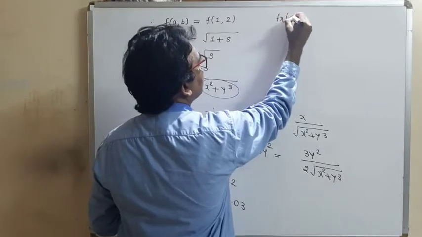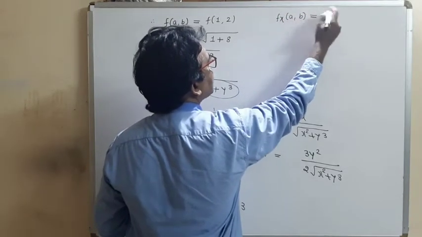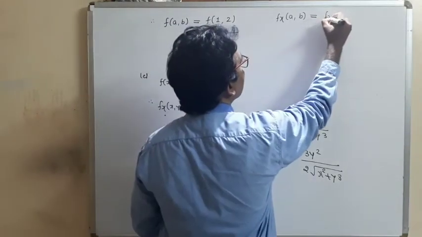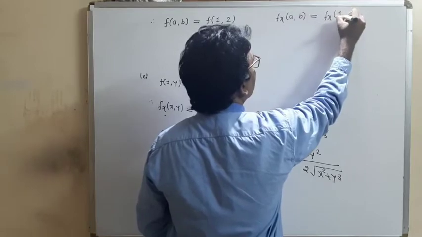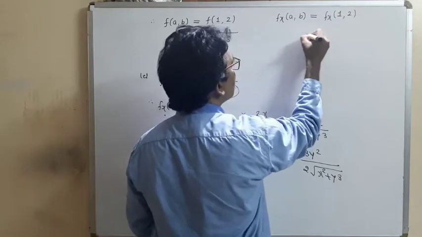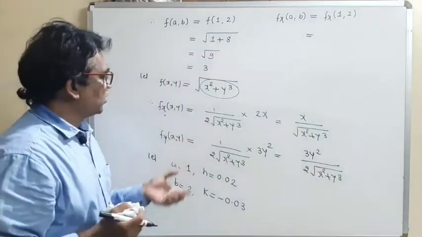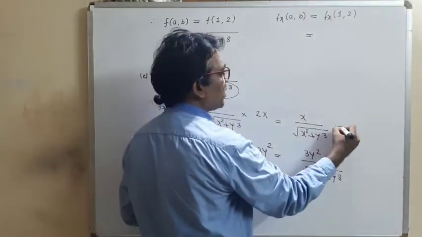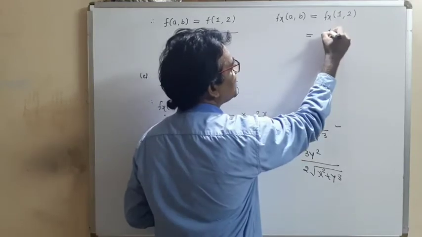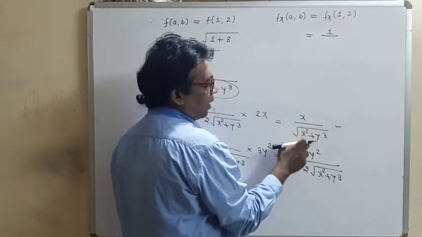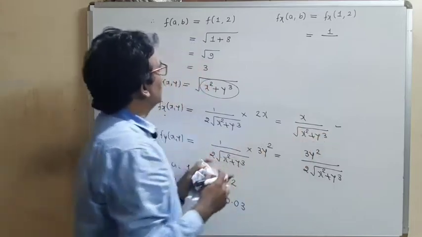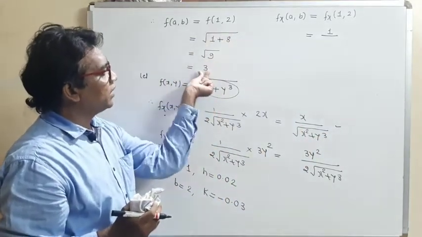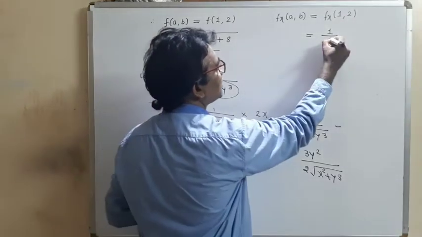Find out the next numerical value, f x at a b. What is a? 1. What is our b? It is 2. Now find out this functional value from f x at x y. So this is our f x at x y. X means it is 1 divided by under root x square plus y cube. We have found this quantity: under root x square plus y cube will be 3. So this is our 3.